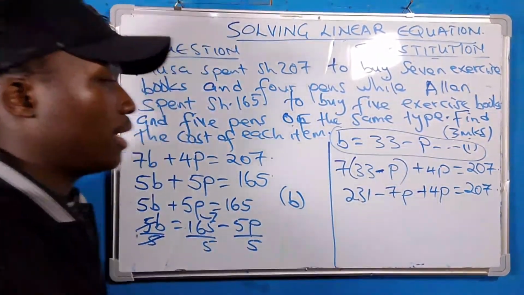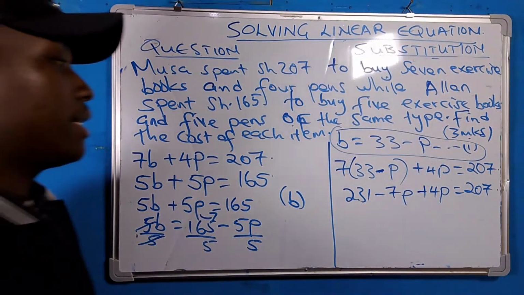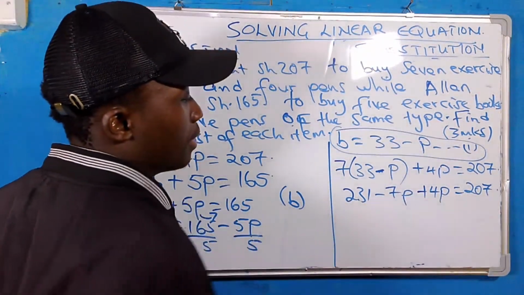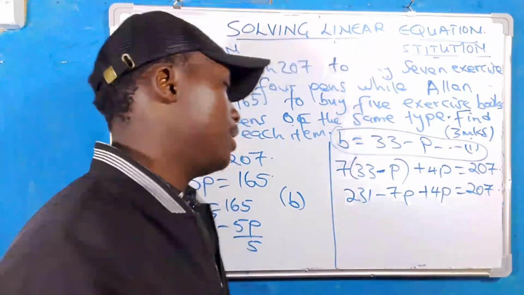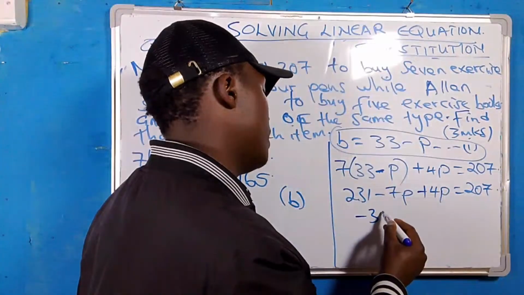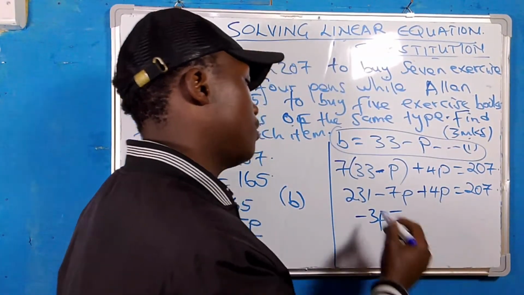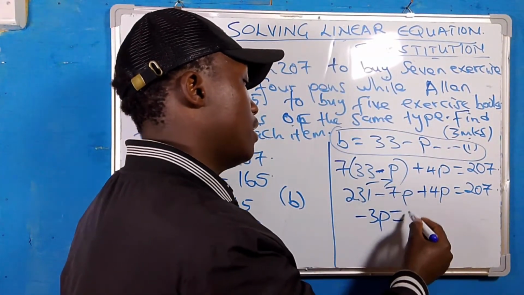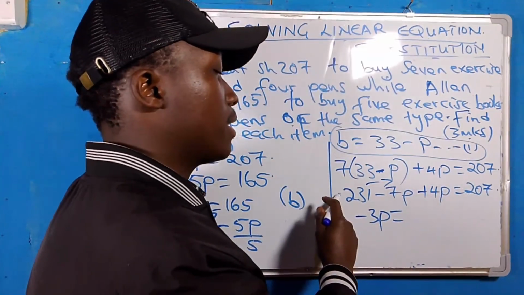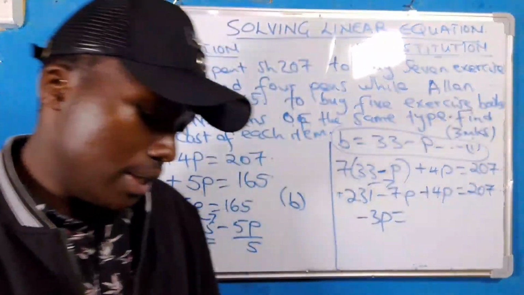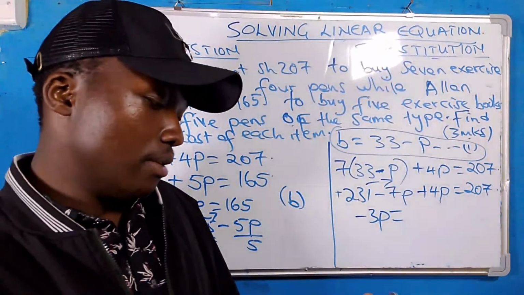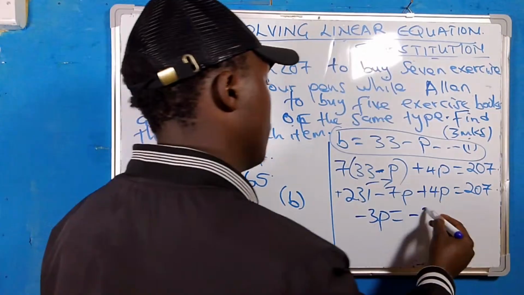So let us put the like terms together. Minus 7p plus 4p. So you owe a debt of 7 shillings, then you pay 4 shillings. You will definitely be left with a debt of 3 shillings. Is equal to, take this to the other side, 207 minus, here is plus, minus 231. 207 minus 231, that will give us negative 24.